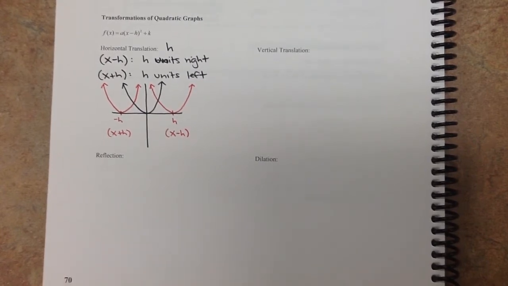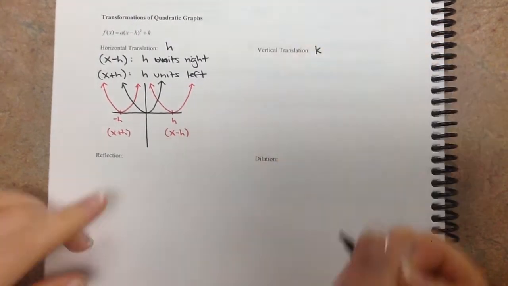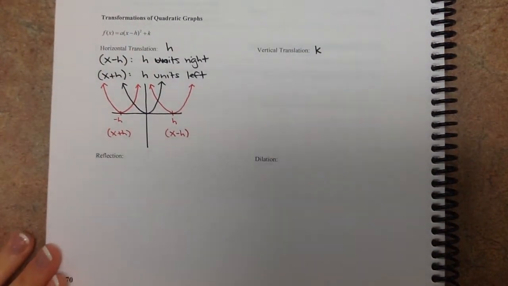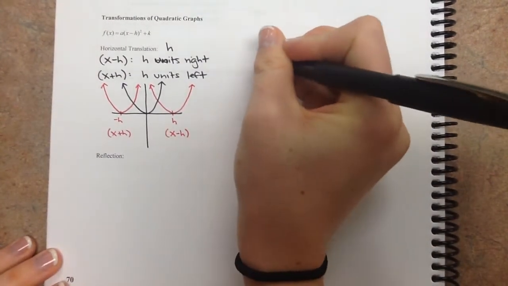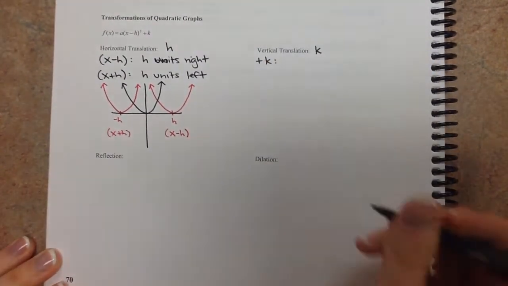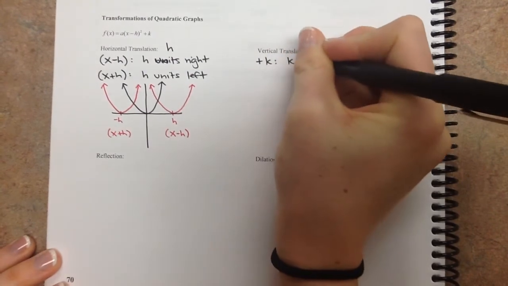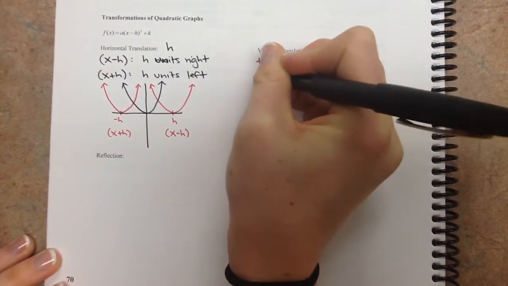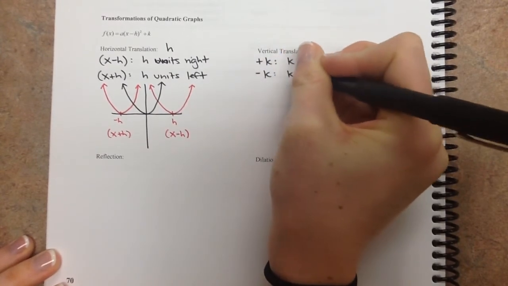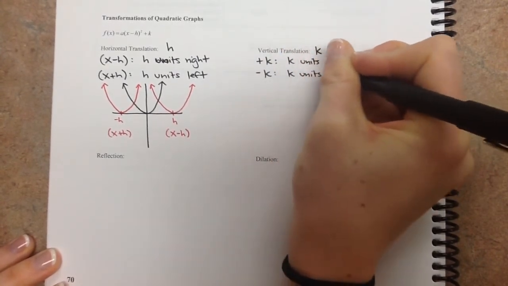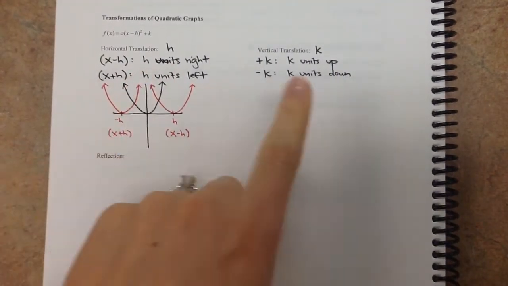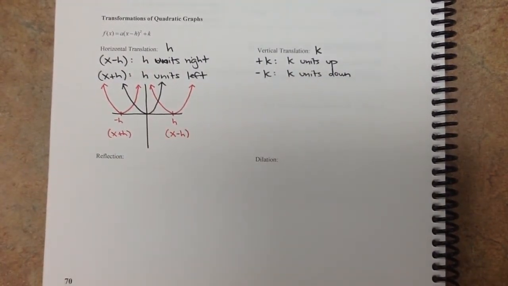All right, a vertical translation is up or down. That's what vertical means. And that has to do with k, and that's that number that's just kind of hanging out on its own on the end there. So this one does exactly what you think it's going to do. If you have a plus k hanging out on the end of your equation, you're going to go k units up. And then if you have a minus k on the end, you're going to go k units down. So the horizontal kind of does the opposite of what you think it's going to do. This one does exactly what you think it's going to do.